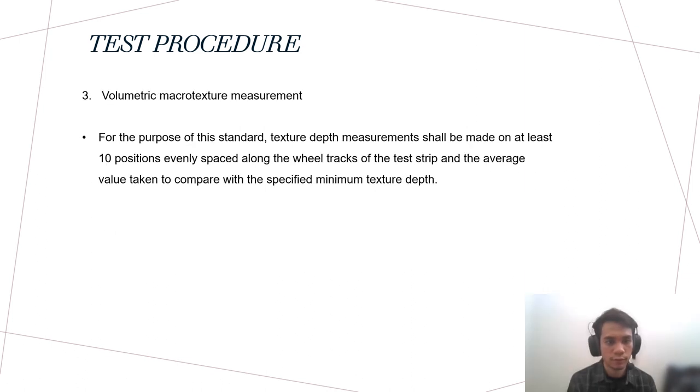Okay, now for the third test procedure, which is the volumetric macro texture measurement. For the purpose of this standard, texture depth measurements shall be made on at least 10 positions, evenly spaced along the wheel tracks of the test strip, and the average value taken to compare with the specified minimum texture depth.